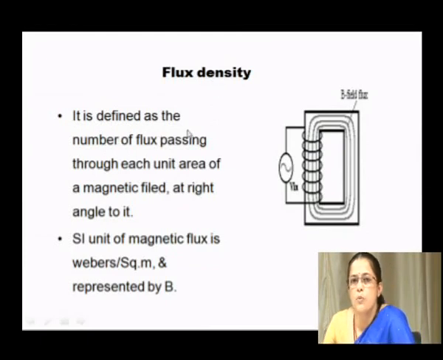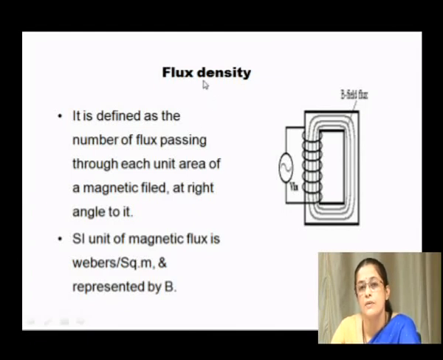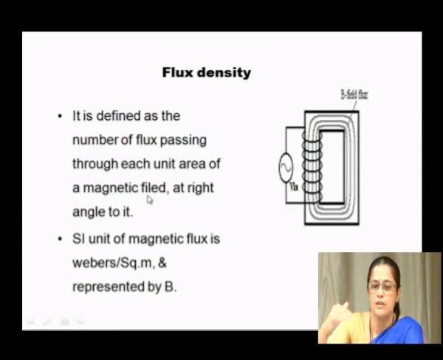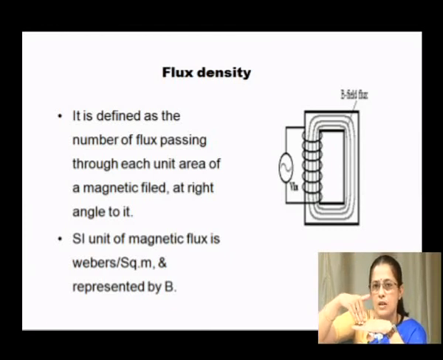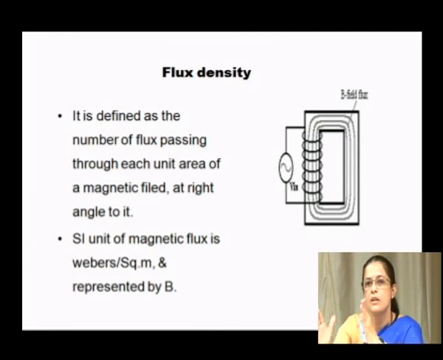Now, to understand the equation, we will have to understand the definition of flux density. Flux density is defined as the number of flux lines passing through each unit area of a magnetic field at right angles to it. So, the number of magnetic flux lines passing through a unit area gives the flux density.